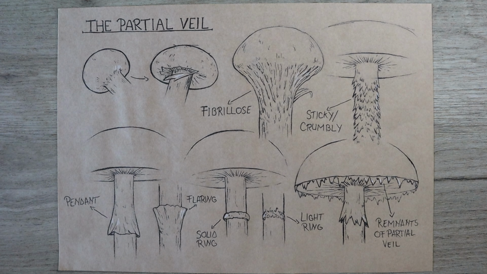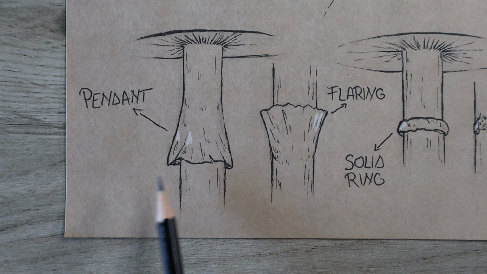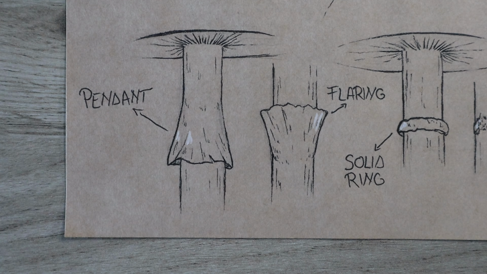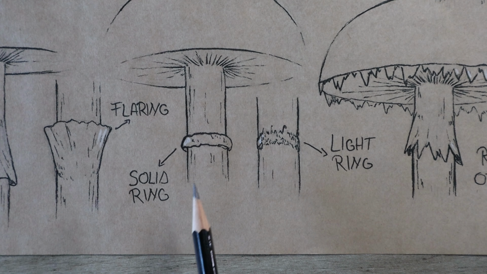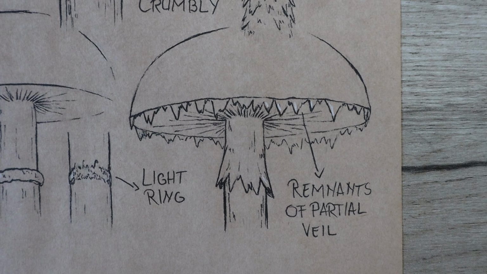Now let's look at a few examples of how such an annulus might look. The first one, what I would call a more classical version, is known as the pendant variation. In this case, the annulus settles down, kind of like a piece of fabric. We also have a so-called flaring variation where the annulus remains in this sort of upward position. We can have a solid ring or a barely noticeable light ring. We can even have remnants of the partial veil that stick to the margins of the cap.